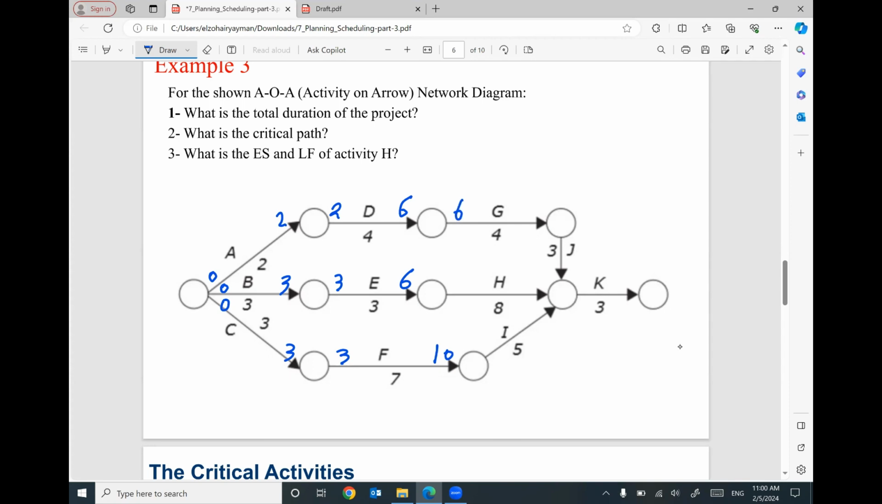We will have early start here 6 plus 4 will be 10, 6 plus 8 will be 14, 10 plus 5 will be 15. So for activity J, we will have 10 plus 3 will be 13. So for activity K, we have previous activities J, H, I with 3, 14, 15. I'm going to use the biggest number, 15. Plus 3 will be 18. So 18 will be the total duration of this project, 18.